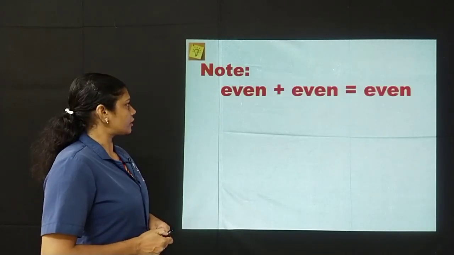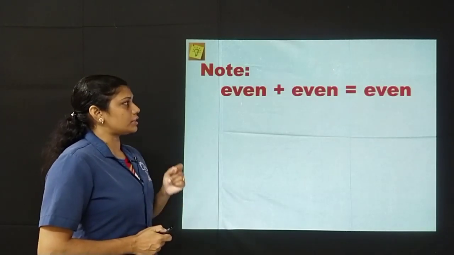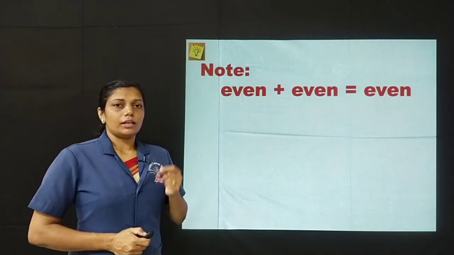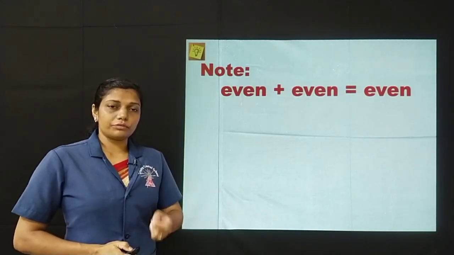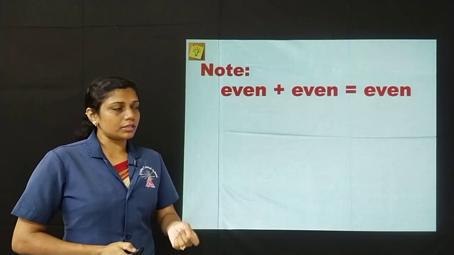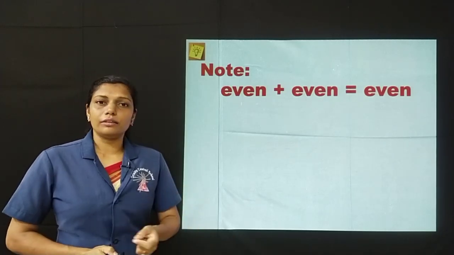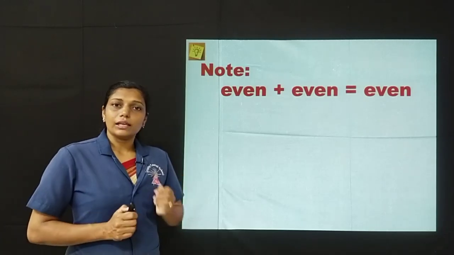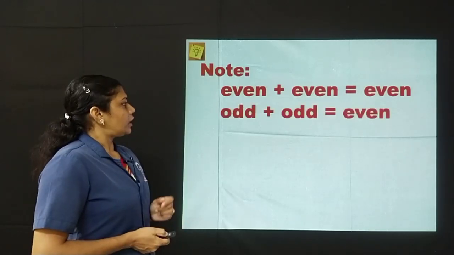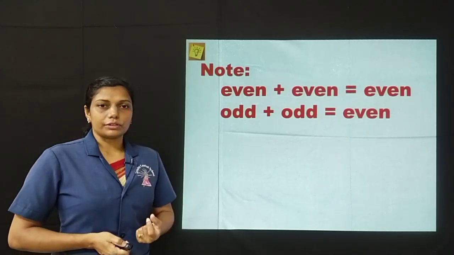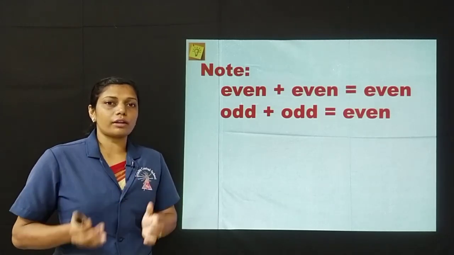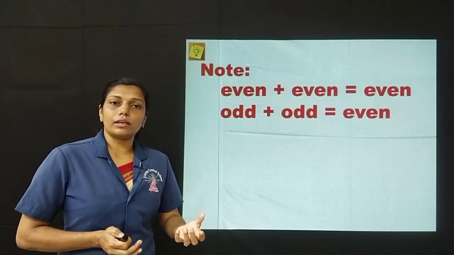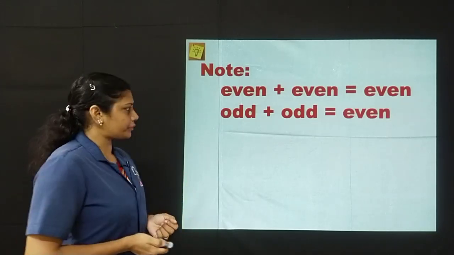Note, even plus even is equal to even. It says that when you add even numbers with even numbers, you get an even number. When you add two even numbers, you get an even number. Odd plus odd is even. When you add two odd numbers, you get the sum as an even number.